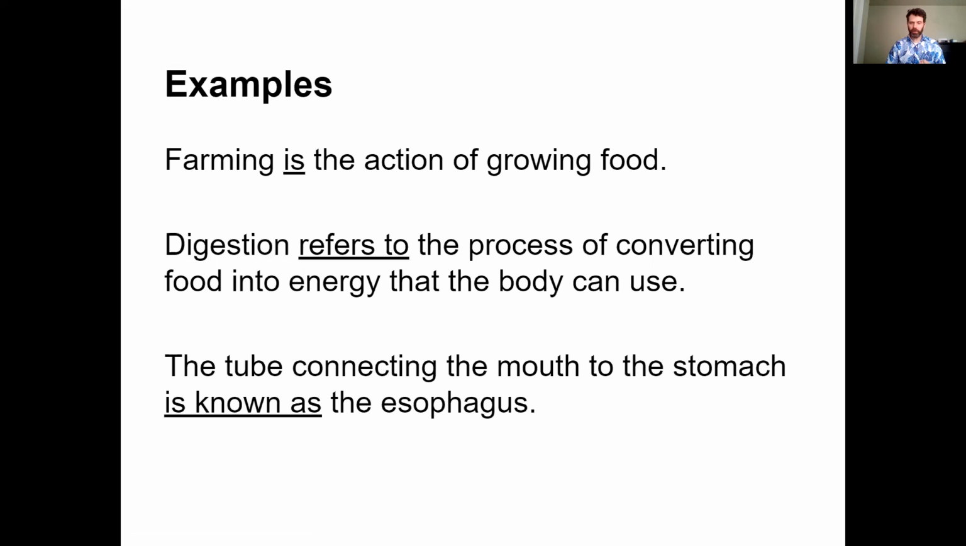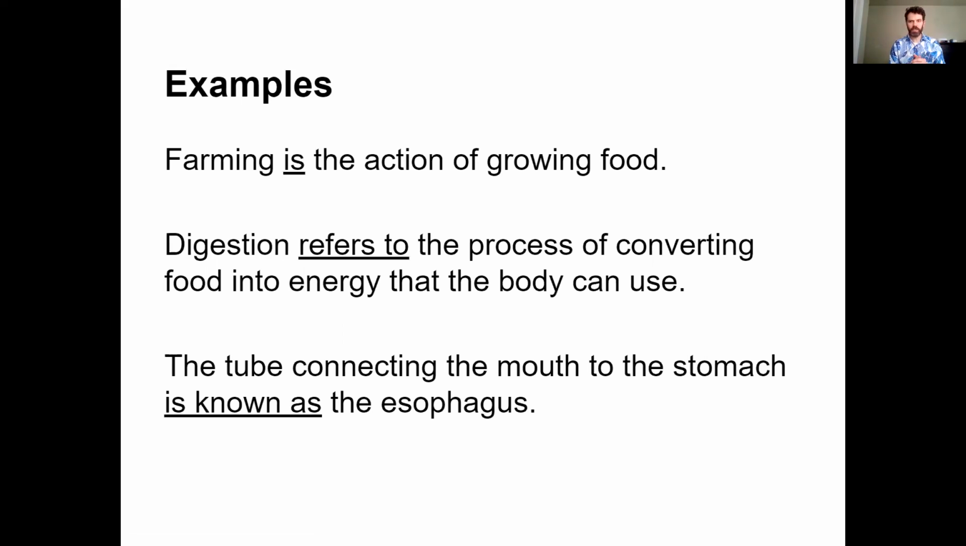So here's an example. Farming is the action of growing food. Digestion refers to the process of converting food into energy that the body can use. Or we might get the definition first and then the specialized keyword or vocabulary word. The tube connecting the mouth to the stomach is known as the esophagus.